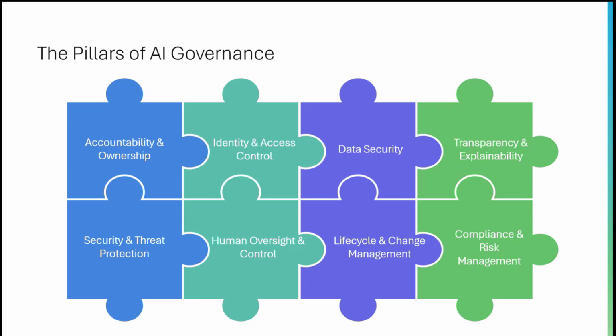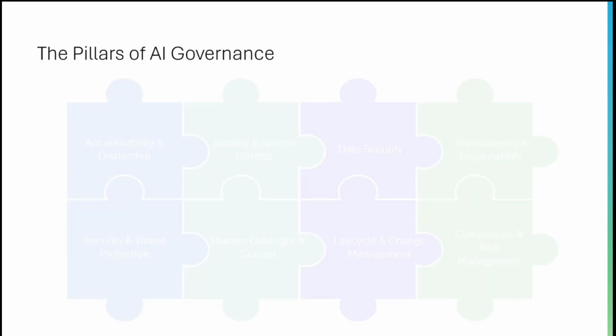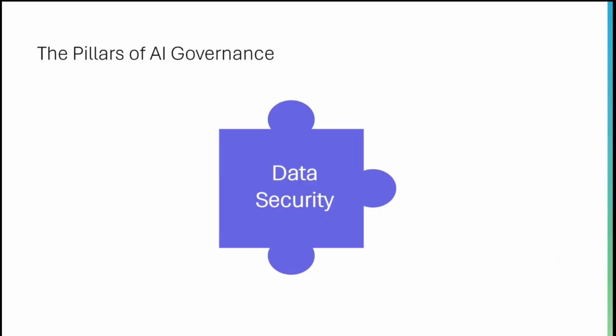And finally, compliance and risk management. We know that these regulations, they're coming out every day. There are so many different requirements, and there is a lot of risk with adopting AI. So being able to manage that effectively, all of these things really come into play when defining and implementing a good AI governance strategy. So, as I mentioned, today we're going to focus on the data security pillar of AI governance.